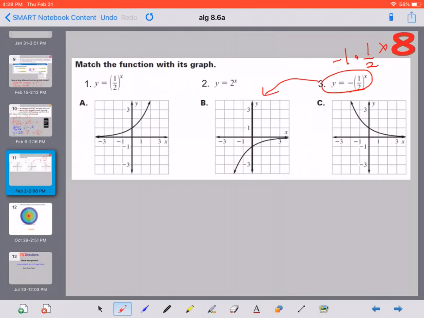Here we are multiplying by 2. We have 2 to the x power. So if I have a whole number, that's going to be a growth function. So a growth function is going to be a here. Then I have finally the 1/2 to the x power. If I have a fraction, that's going to give me a decay function, and the only one that I have left is c, which is a decay function because it's going down.